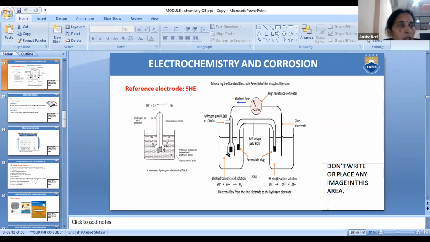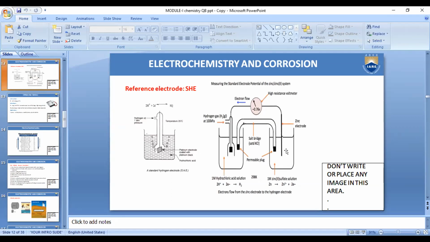Hello students, which is anode, which is cathode in the cell? The zinc electrode is the anode. What is the reaction at the anode?